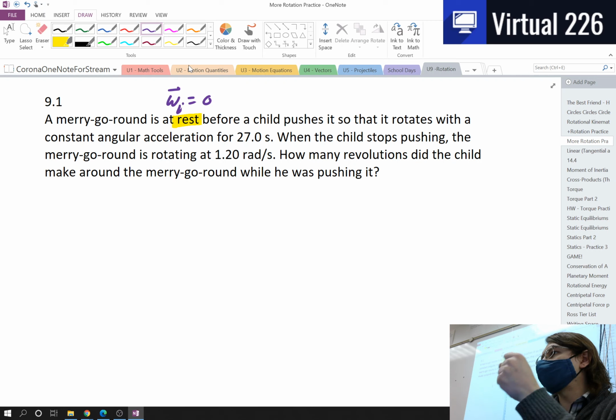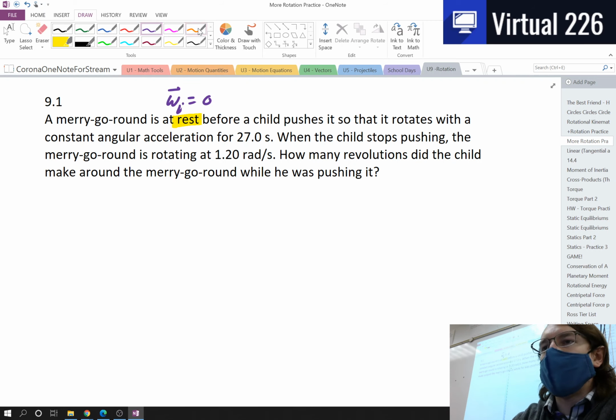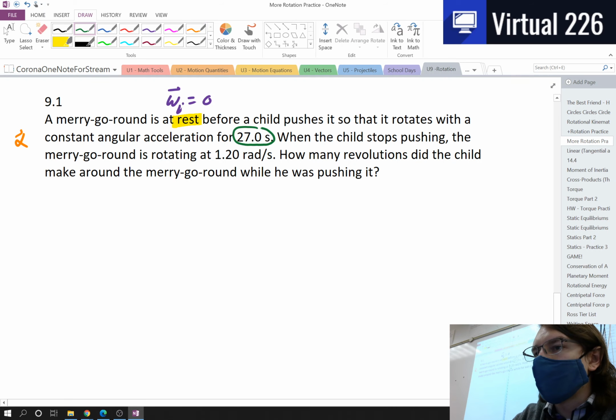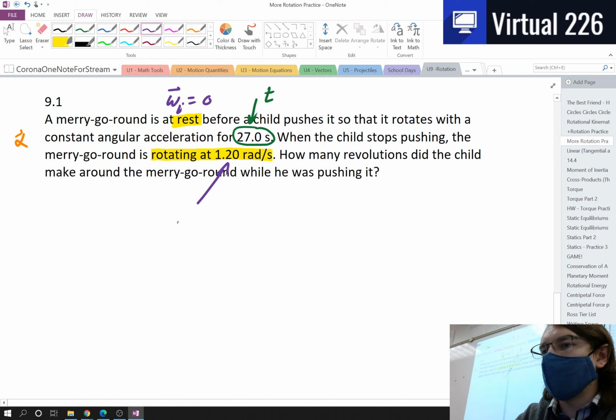The child grabs the bar on the outside, runs around, starts pushing it, so it has a constant angular velocity. Now, don't be confused here. While it has a constant angular velocity, we don't know what it is. But we do know that this child pushes it around for 27 seconds. That is a time. When the child stops pushing, the merry-go-round's rotating at 1.2 radians per second, which makes this a final angular velocity.